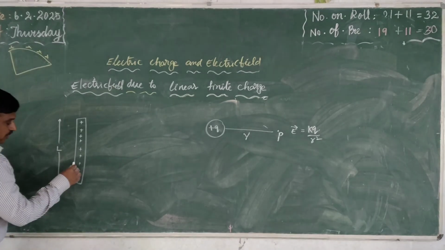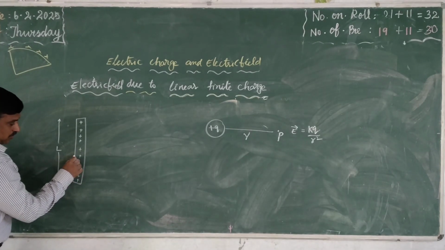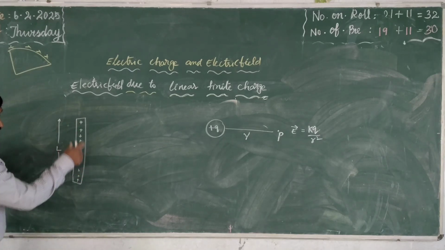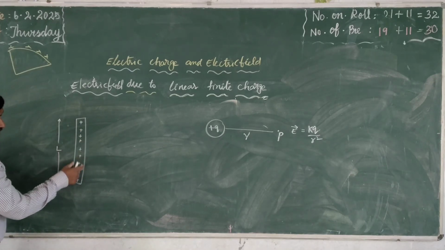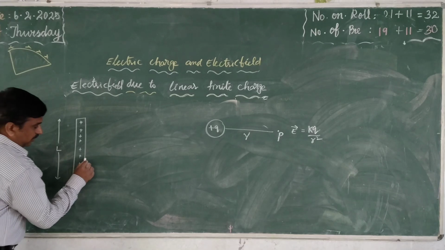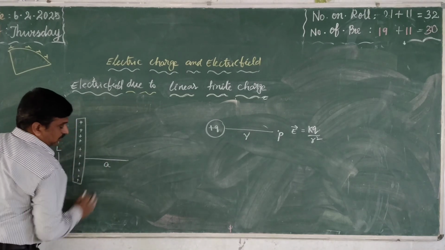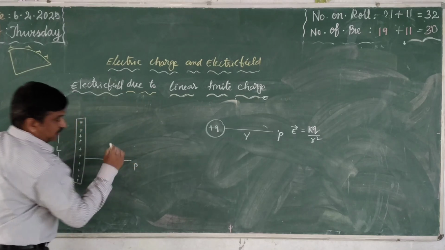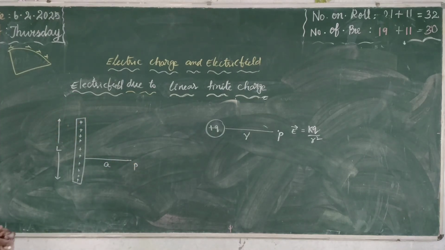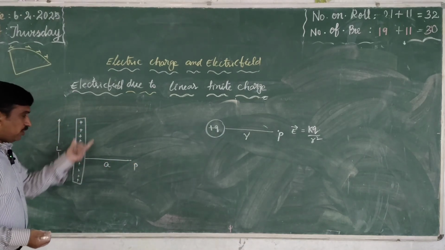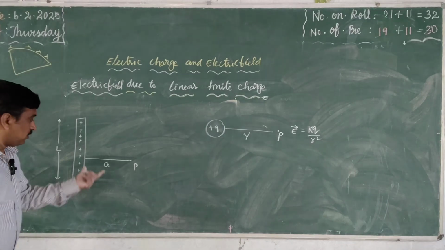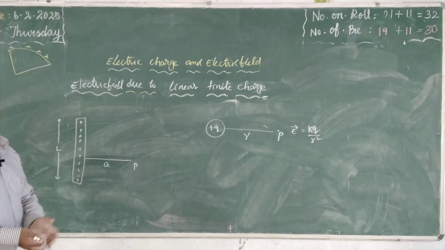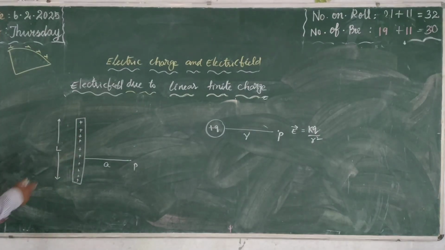We can take a particular point, not only the center. We take a distance from the linear finite charge at point P. What is the electric field? Here also, not the middle, so we take some particular point at a distance. What is the electric field due to this charge? That we find out.